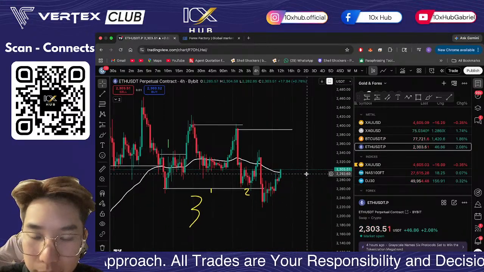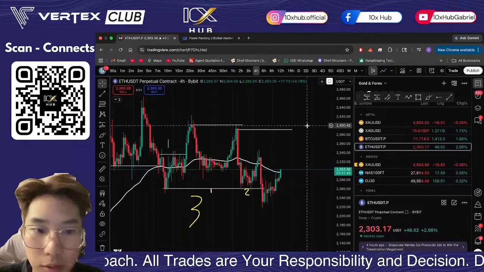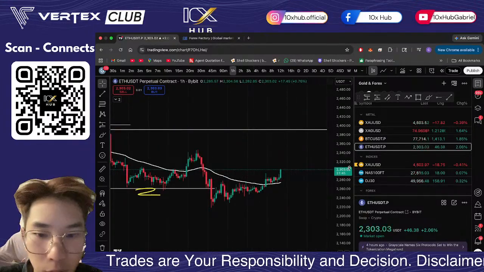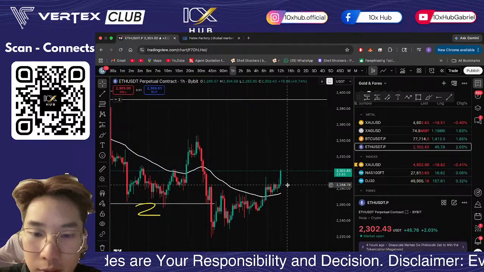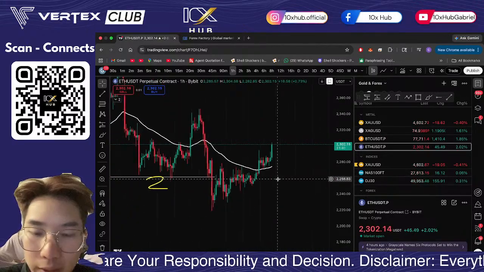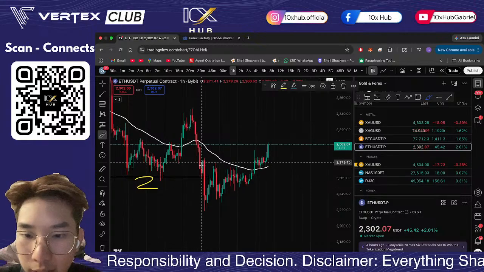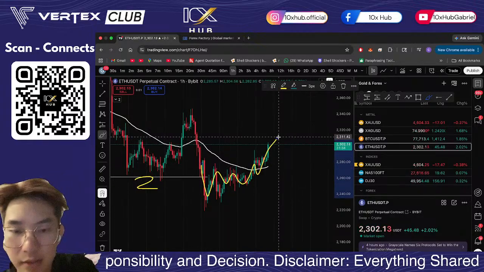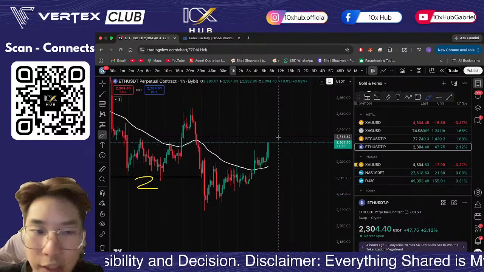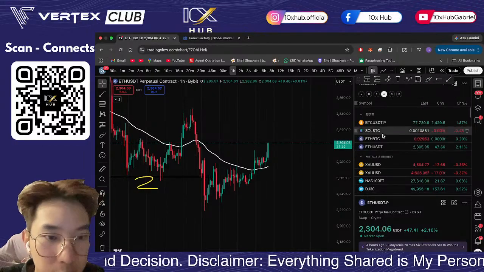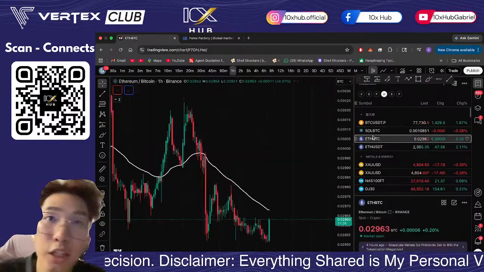Okay, so in ETH, let me look at a smaller time frame. In the 1 hour graph, not much to see. What I can see is just sideways, because currently ETH is actually very weak. How do I identify whether ETH is weak? We look at ETH BTC.